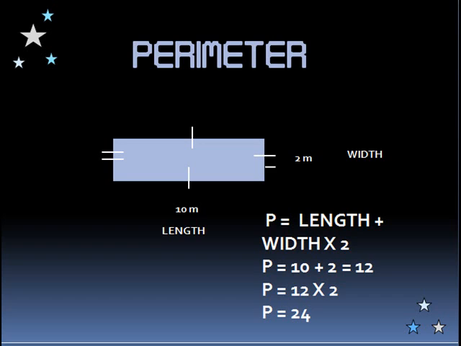Perimeter equals length plus width times 2. So we have 10 plus 2, which equals 12, multiplied by 2, 24. Wow, it's the same as adding all the sides together. That was much easier.